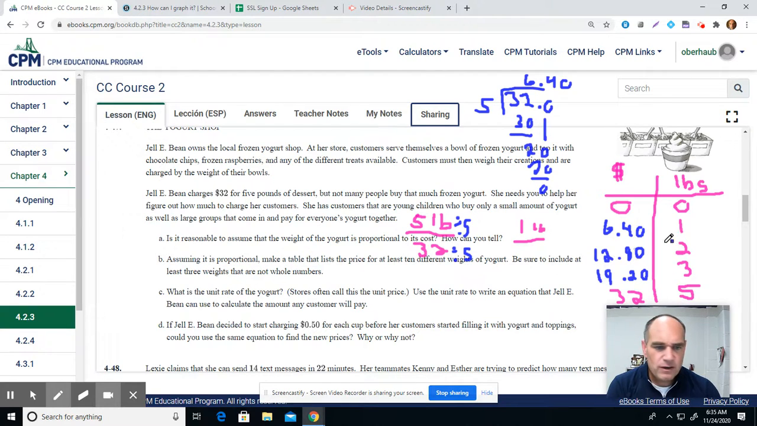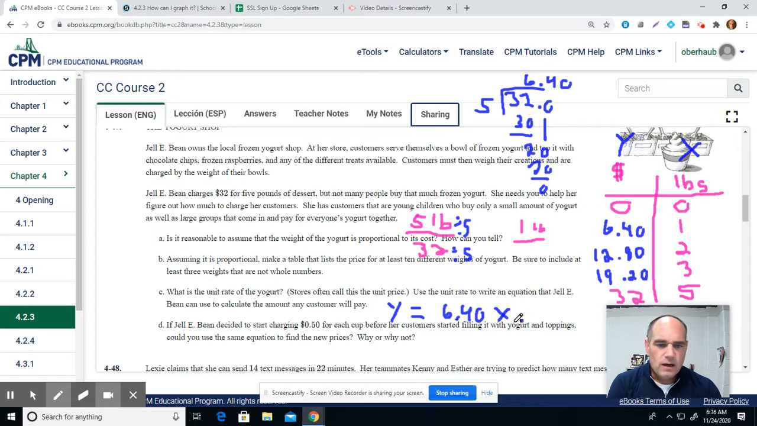So C, what is the unit rate for my yogurt? Well, this is my unit rate for 1 pound. So my unit rate is 1 pound is $6.40. Use this unit rate to write an equation that they can use for customers to pay. Well, let's see. I know that the amount of money is always going to be, if I take the $6.40, because that's the price of 1 pound, and I multiply that by however many pounds that I want. Okay, so my amount of money is this, and actually I switched these around. So this is actually my X, and this would actually be my Y.